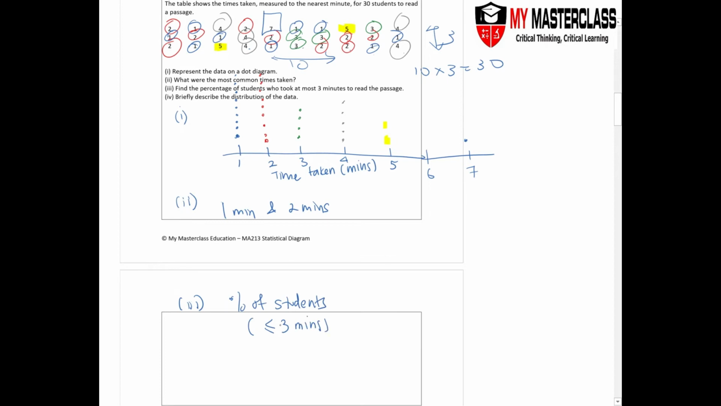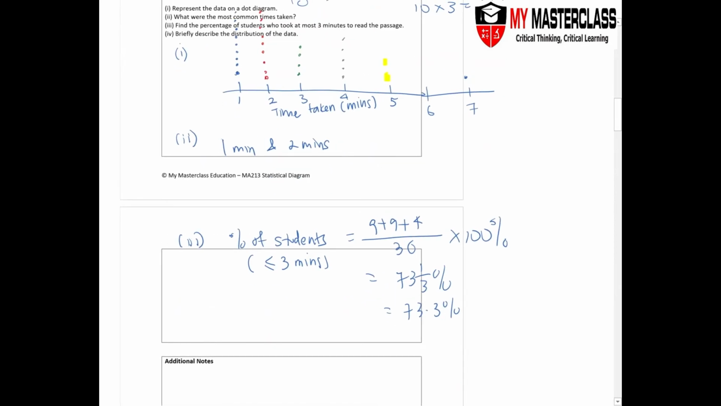So they won't take up more than 3 minutes, which means this is 9 plus 9 plus 4 over 30 times 100%. Can you see what I'm doing here? I'll just press in my calculator: 9 plus 9 plus 4 over 30 multiplied by 100%. This should give you 73.3%.